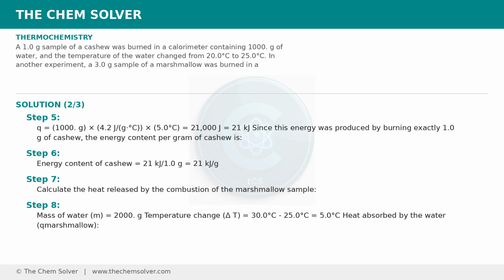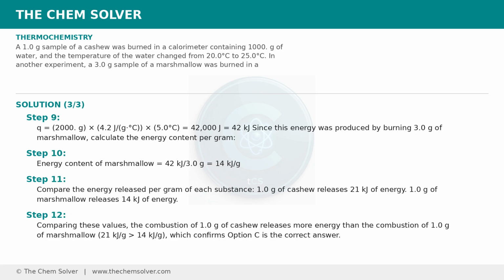Mass of water, m, equals 2000 g. Temperature change, ΔT, equals 30.0 °C minus 25.0 °C, which equals 5.0 °C. Heat absorbed by the water, Q marshmallow: Q equals 2000 g times 4.2 J/g·°C times 5.0 °C equals 42,000 J equals 42 kJ.